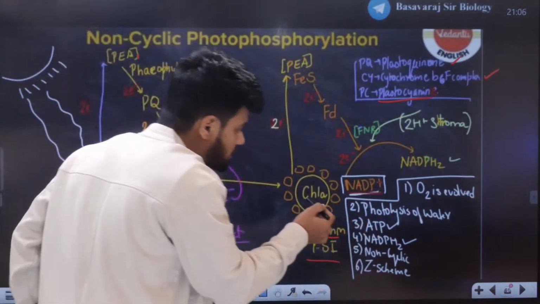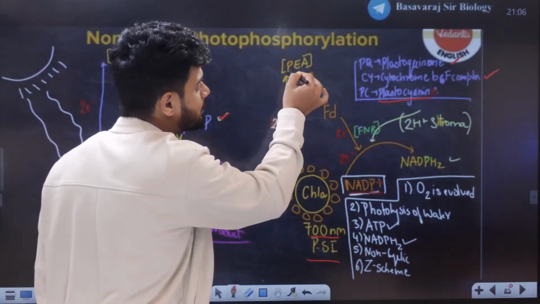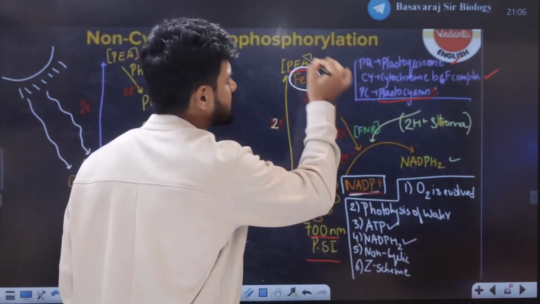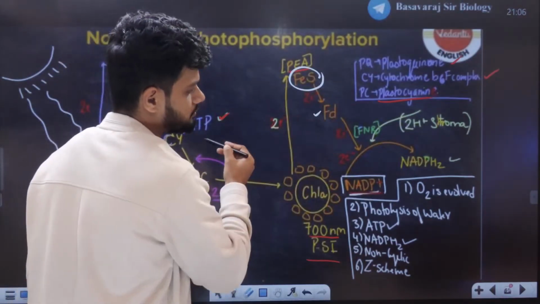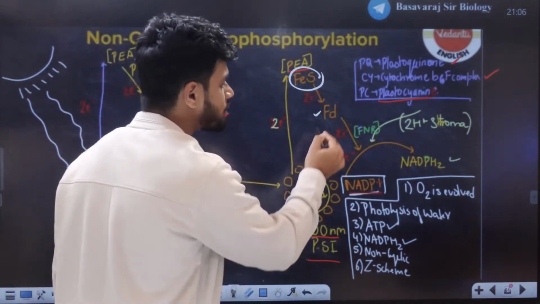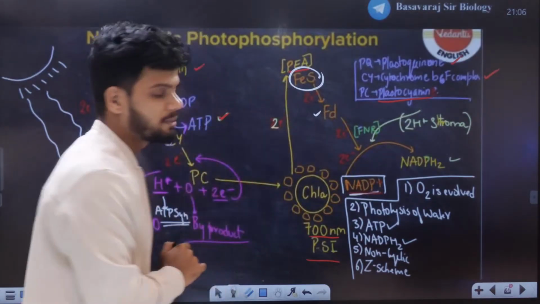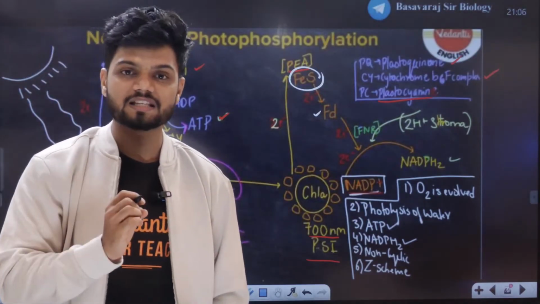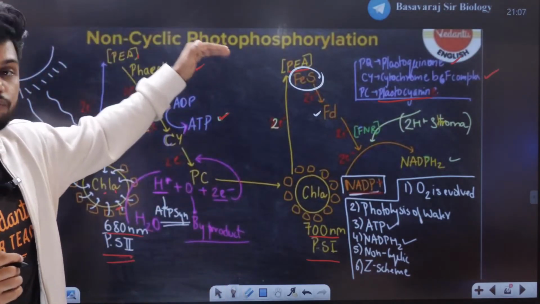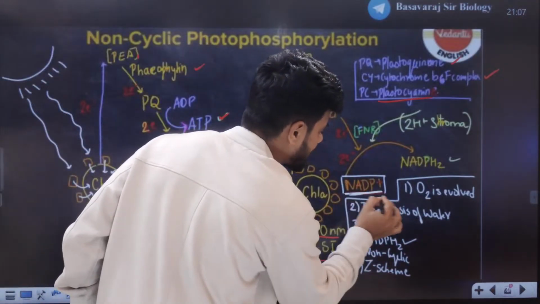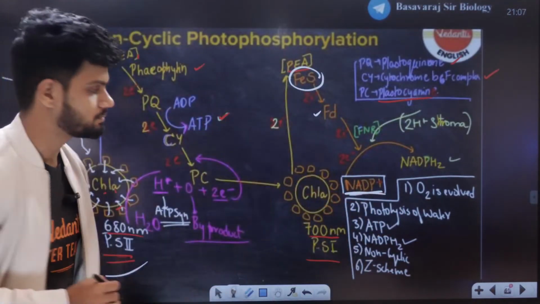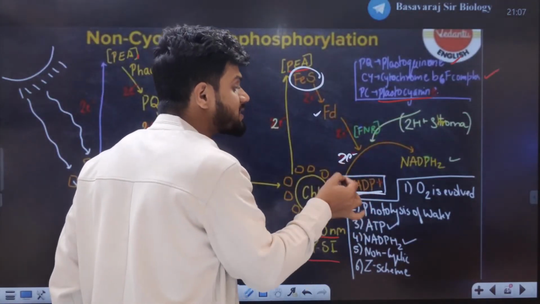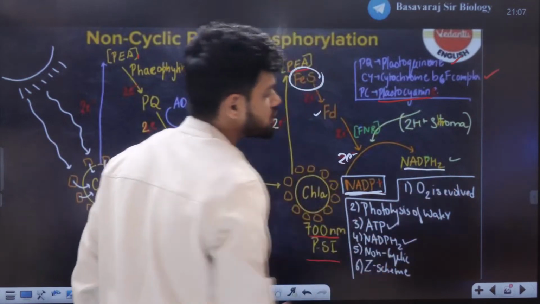Now from here again electrons are being sent up to a primary electron acceptor. The primary electron acceptor here is FeS, iron sulfur centers. Then FD, ferredoxin. Now finally from ferredoxin, the final electron acceptor. The final electron acceptor in non-cyclic photophosphorylation is NADP+. So electrons are sent here.